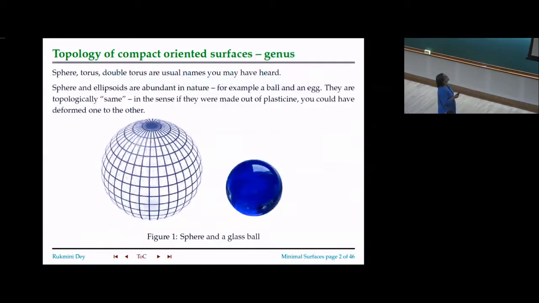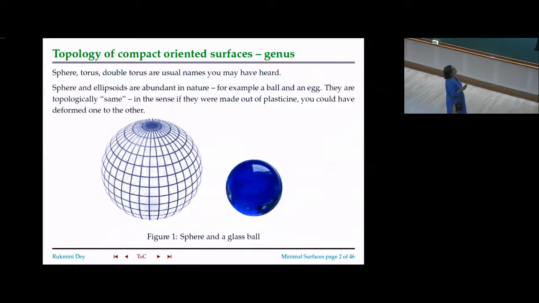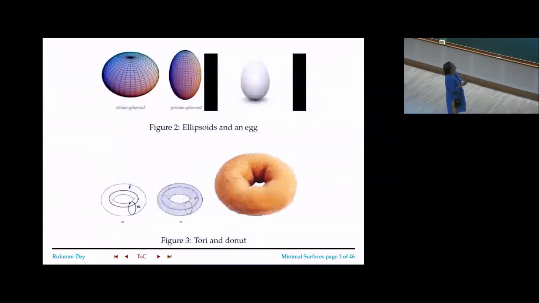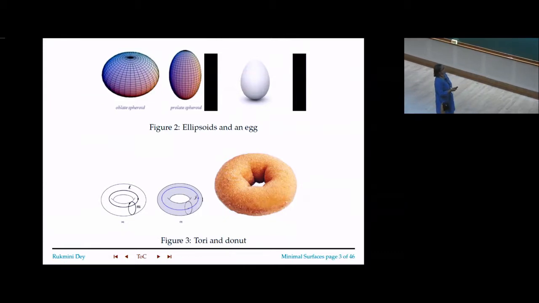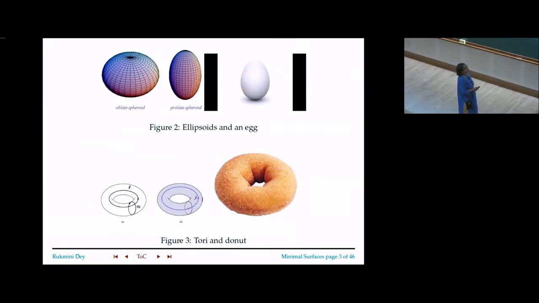You may have heard about spheres, torus, double torus. You may have heard these names. So this is a sphere, and you see it like a glass ball or something. You have seen the sphere, and what you notice is it's very symmetric, whereas an ellipsoid and an egg are not so symmetric, though they have symmetries. And a torus, you have seen it as a donut or a vada.